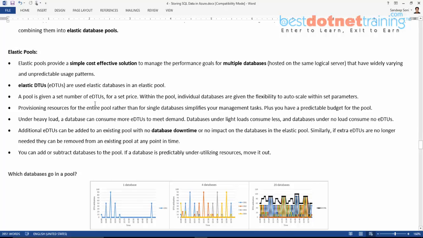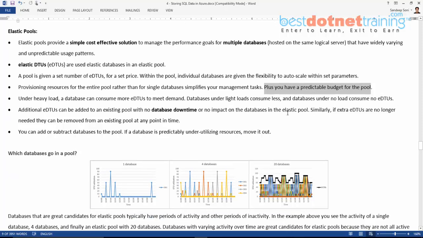So a pool is given a fixed number of eDTUs and the price is fixed for that eDTUs number. Within the pool, individual databases are given the flexibility to auto scale within set parameters. The eDTUs can increase or eDTUs can decrease. Provisioning resources to the entire pool rather than a single database simplifies your management task. Plus, you have the predictable budget for the pool. That is important. For a pool, we are able to restrict the budget, and at the same time, we do not have to do a lot of database management individually.